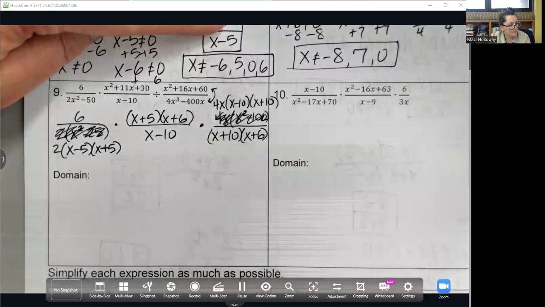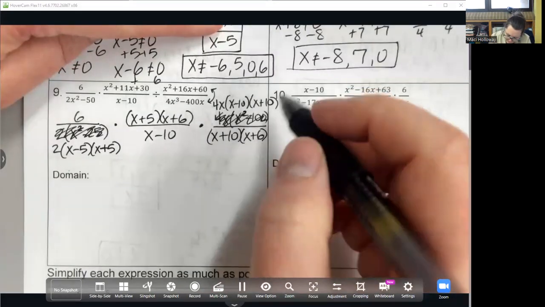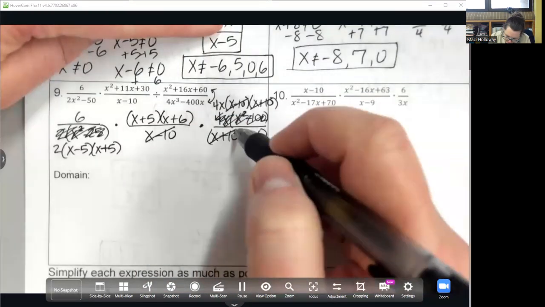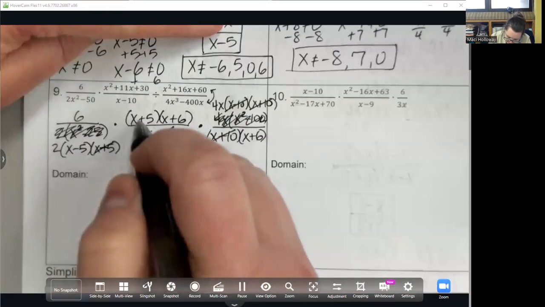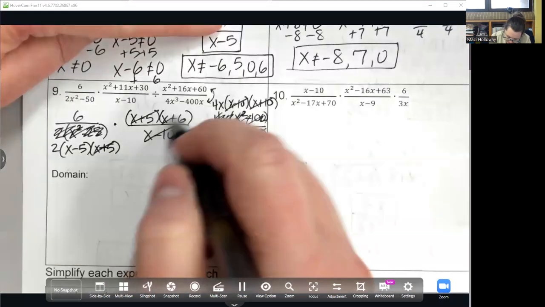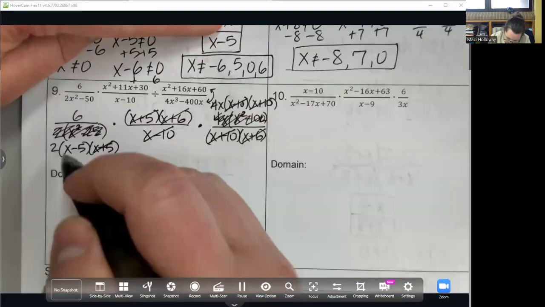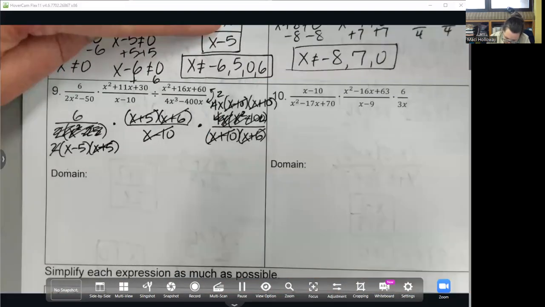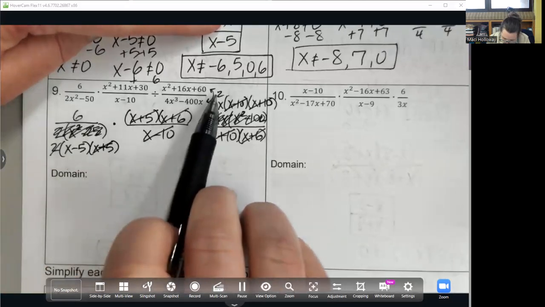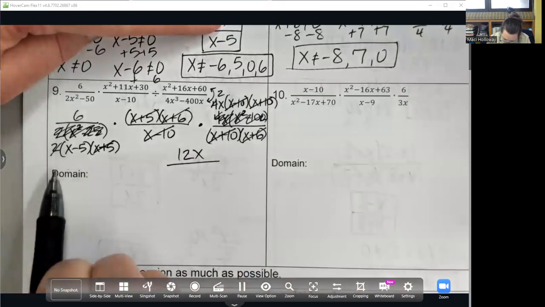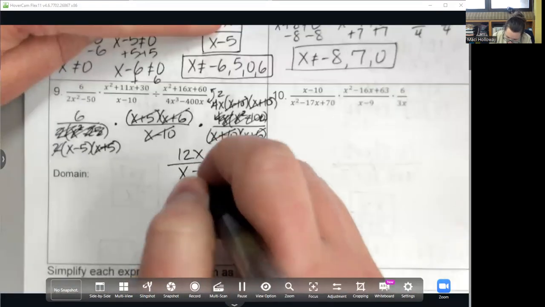Okay, now that we're multiplying, this is good. It's just whatever's on the top can cancel with whatever's on the bottom if it matches. So I see x minus 10, x minus 10, x plus 10, x plus 10, x plus 5, x plus 5, x plus 6, x plus 6, and then the 4 and the 2, so that becomes a 2. So let's see what I have on the top. I have a 6, a 2, and an x. So I have a 12x on the top. On the bottom, I have an x minus 5.